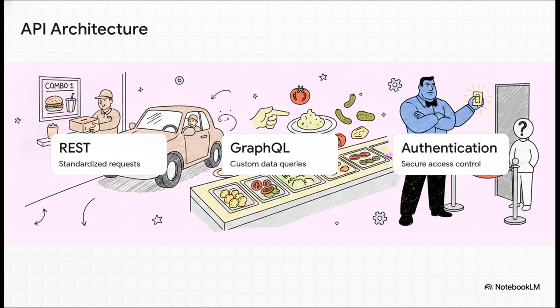But listen, whether you use REST or GraphQL, you absolutely need authentication. Authentication is basically the bouncer at the door checking IDs. It makes sure that the person asking for data is actually allowed to see it. Grasping how to build these communication endpoints, and obviously how to secure them, is vital for your success.